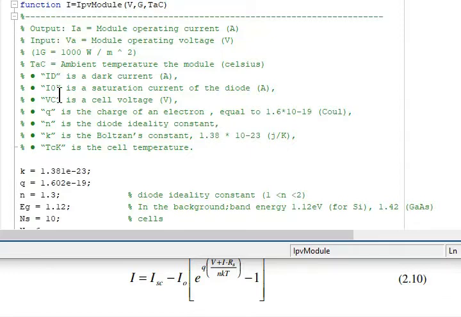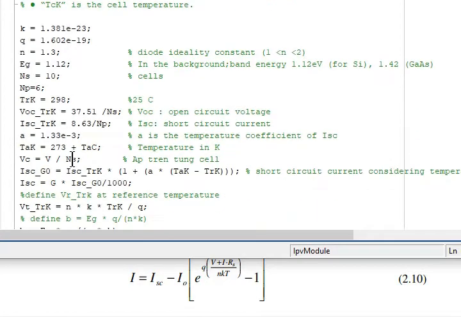So here is the PV modeling of that individual cell. Again, ID, I inverse saturation current, cell voltage, Q, N, K, and temperature. These are the values of the constants, and N is the ideality constant of a diode. Its value is between 1 and 2. Some authors use equations to calculate this one, and some choose it arbitrarily. Some choose to take it from the data sheet of the PV module. That's band gap energy; for silicon it's 1.12.